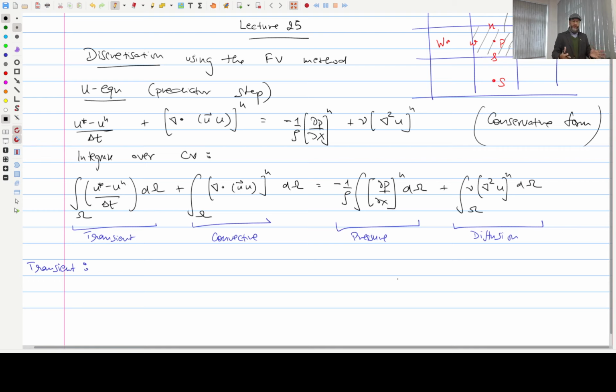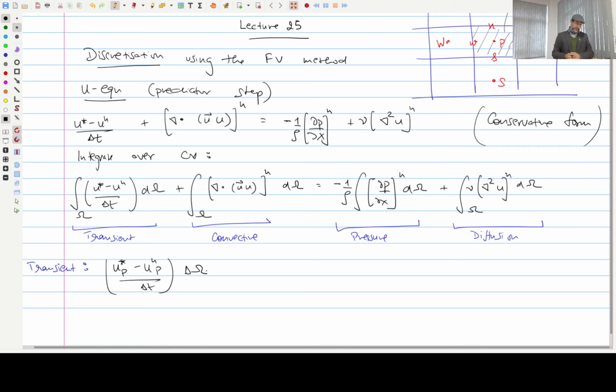So if I solve the integral, this integral actually becomes u star at capital P minus u n at capital P upon delta t times delta omega. So delta omega is the volume of this control volume. I'm denoting the control volume by the symbol omega, but the value of the volume it contains is delta omega. So it's a small control volume.